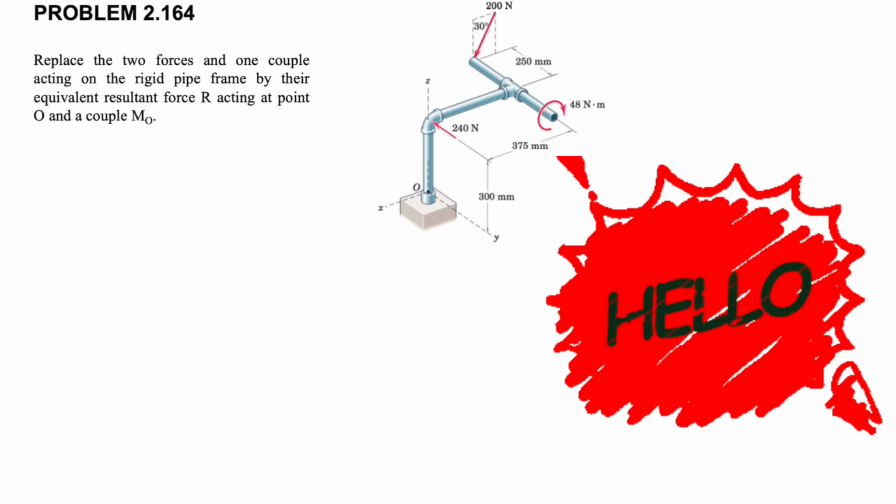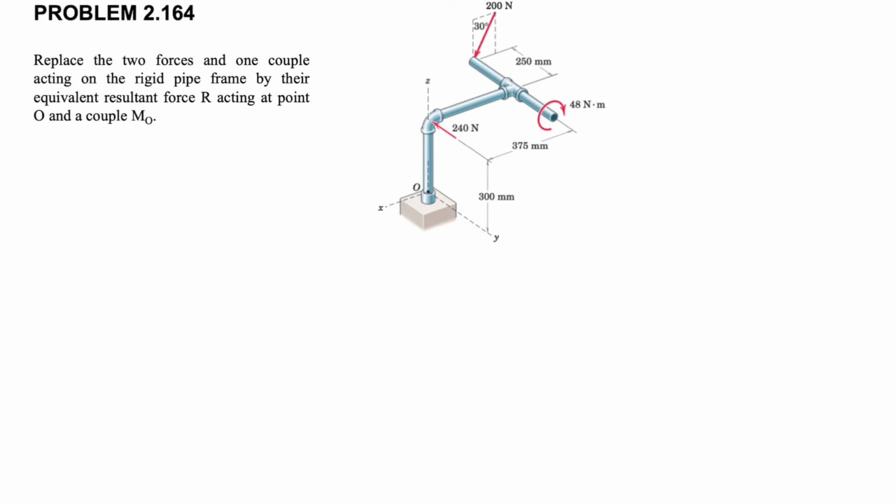Alright, welcome back guys. So in today's question we have another two force couple system from chapter 2, and we need to replace the two forces and one couple acting on the rigid pipe frame by their equivalent resultant force R acting at point O and a couple MO.